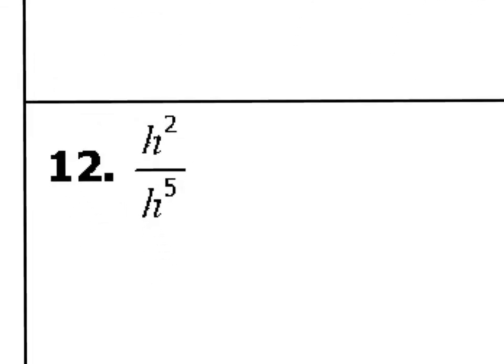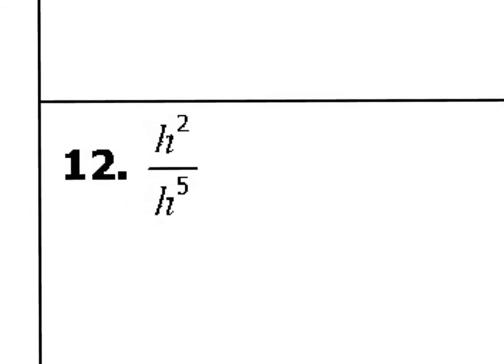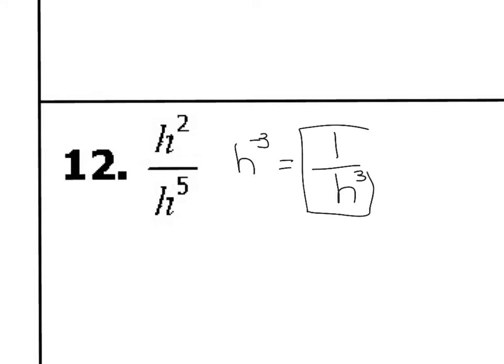All right. Now let's look at this one. The way the rules go, I'm dividing, so I'm going to subtract: 2 minus 5 gives me h to the negative 3, right? And then h to the negative 3 would be 1 over h cubed. So this is your answer.